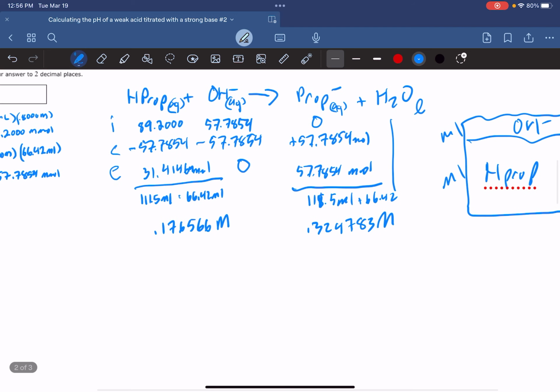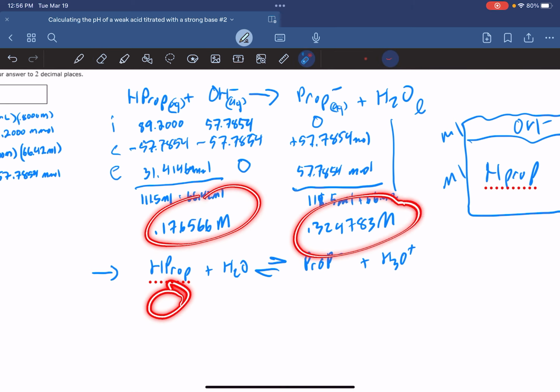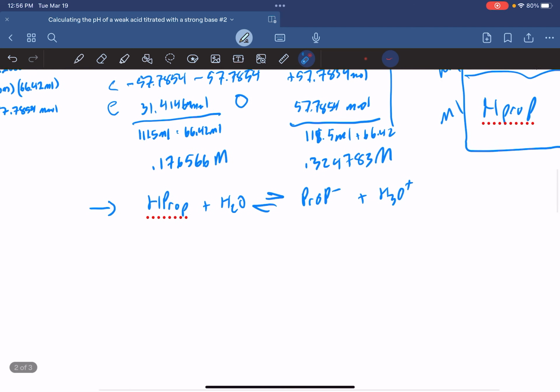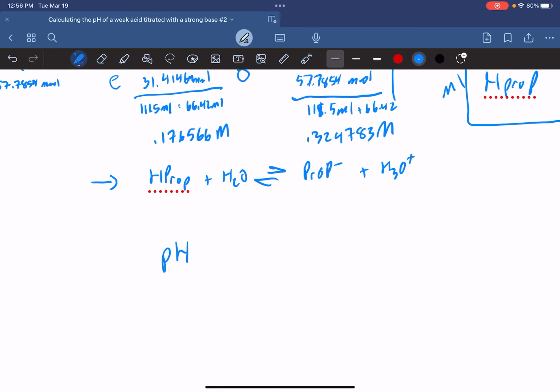And by the way, if you have an urge to do the old way of doing it and throwing it into water, you could take your H prop, remember that's your propionic acid, add that to water. And when you do our equilibrium, you're going to end up with prop minus and H3O plus, right? And you could plug these numbers in here as our initial values here and here, but that is a headache. So what we're going to do is make it a lot simpler on ourselves, and use the Henderson-Hasselbalch equation, which is pH is equal to pKa plus the log of AHA, I like to call it, which is the base over the acid concentration.